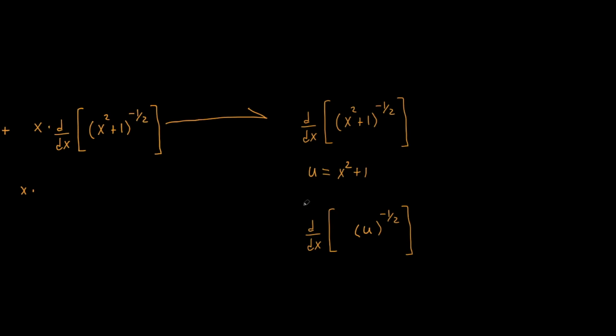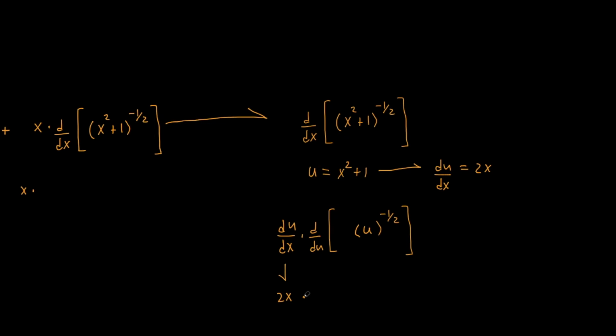The derivative with respect to x is the same as du/dx times d/du, which is just the chain rule. So du/dx, let's take that first. du/dx is going to equal the derivative of x squared, which is 2x, plus the derivative of 1, which is 0. So plus 0, which is just equal to 2x.